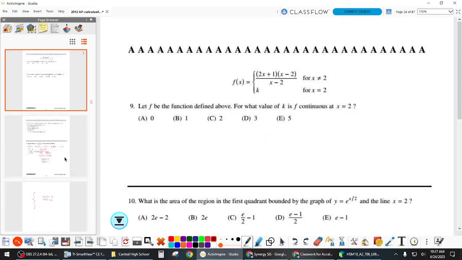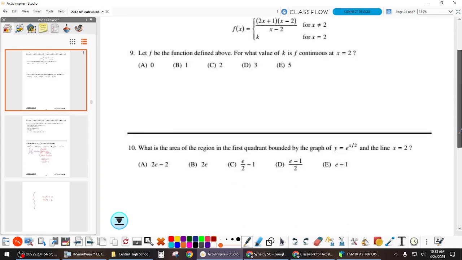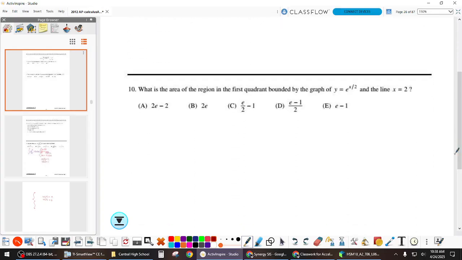2x plus 1 times x minus 2 over x minus 2. And then your x minus 2's cancel and k equals 2x plus 1. Yeah, and then just sub it. Okay. And then for 10, I just did the integral from 0 to 2 of e to the x over 2. Yeah, and then you just go from there.